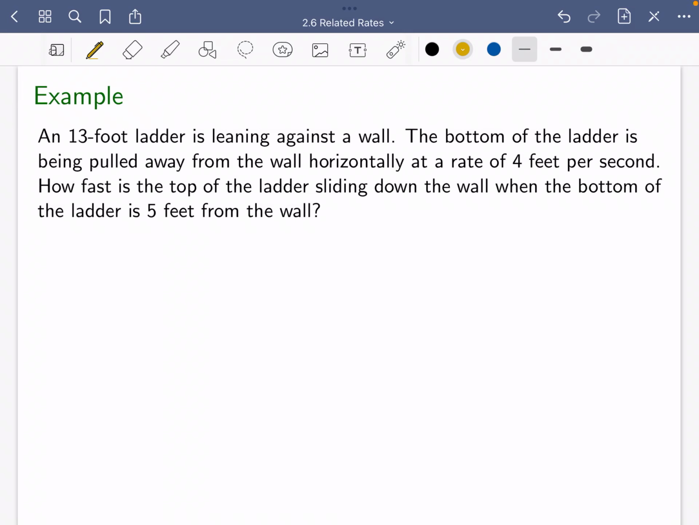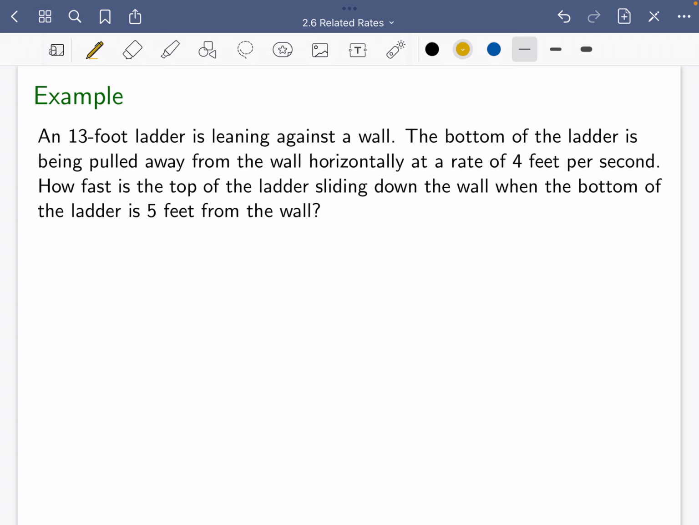In this video, we are going to take a look at another related rates problem. So let's jump right in and look at our related rates problem. A 13-foot ladder is leaning against a wall. The bottom of the ladder is being pulled away from the wall horizontally at a rate of 4 feet per second. How fast is the top of the ladder sliding down the wall when the bottom of the ladder is 5 feet from the wall?